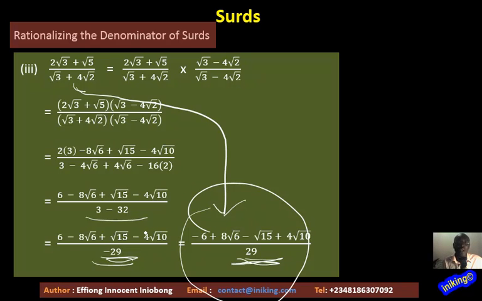We're told to rationalize the denominator. The numerator can remain irrational. There is no problem about that in mathematics.